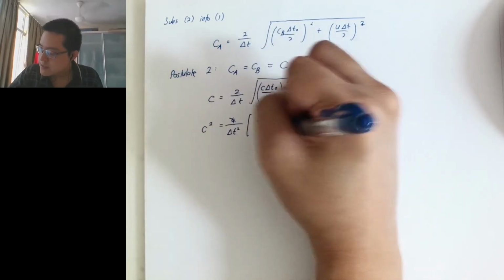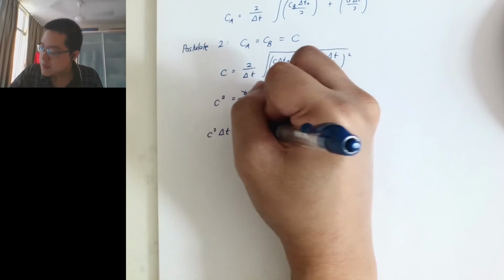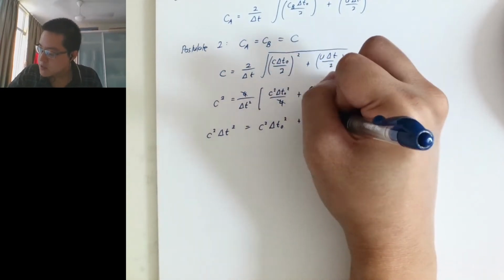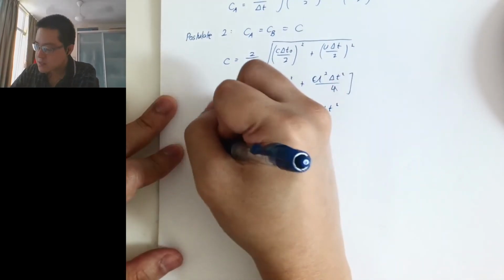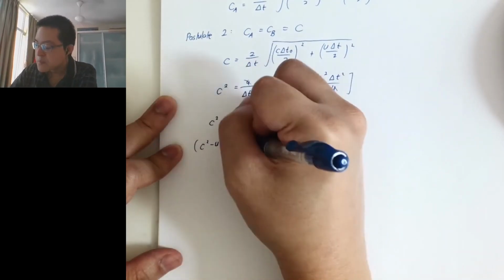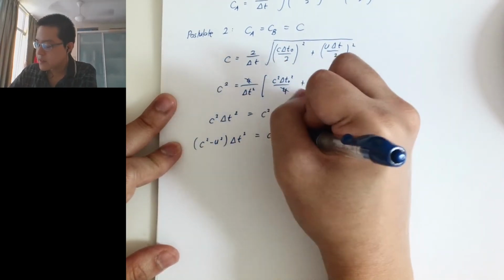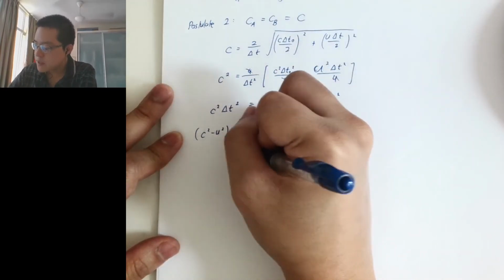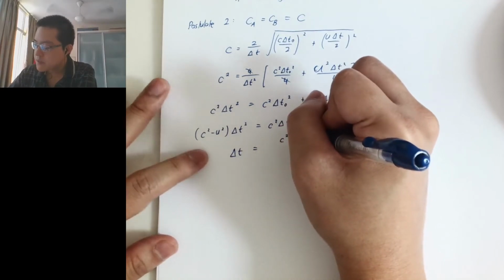Right, so I can cancel the 4, and I got c squared dt squared is equal to c squared dt naught squared plus u squared dt squared. So this term, actually I can put them together. So (c squared minus u squared) delta t squared is equal to c squared delta t0 squared. So my time interval according to Alice can now be related to the time interval measured by Bob.